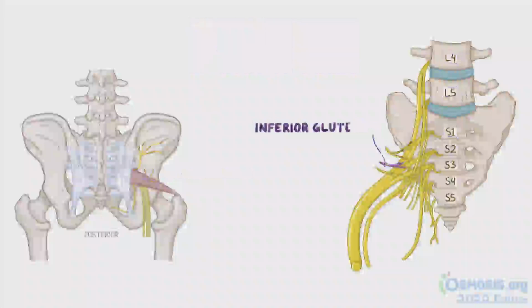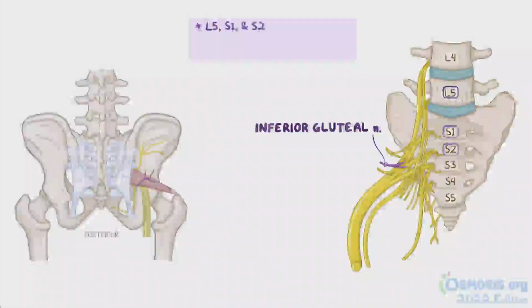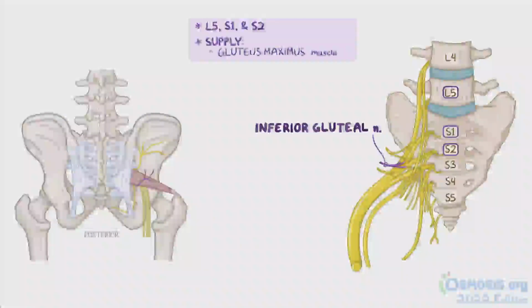Finally, the inferior gluteal nerve arises from L5, S1, and S2. This nerve also leaves the pelvis through the greater sciatic foramen, but below the piriformis muscle. The inferior gluteal nerve supplies the gluteus maximus, which is the largest muscle of the gluteal region and, in fact, the entire body.